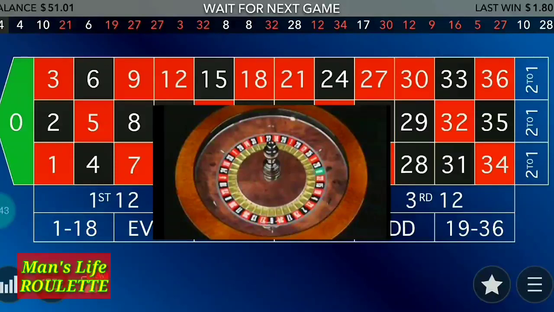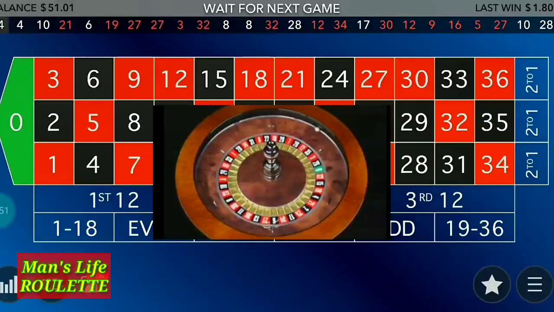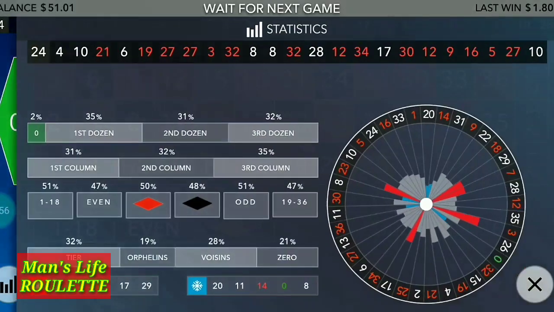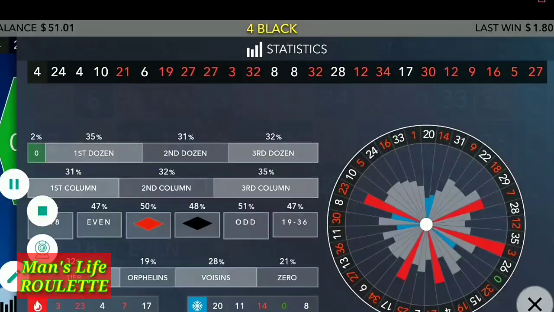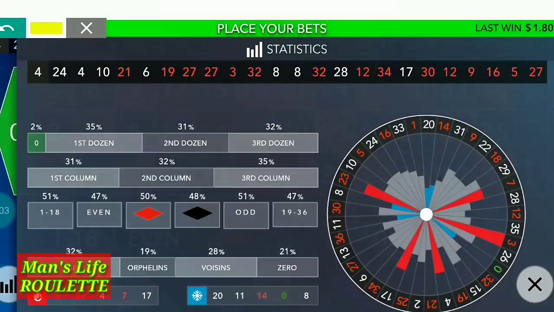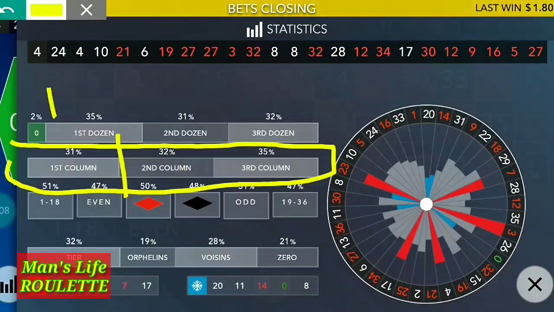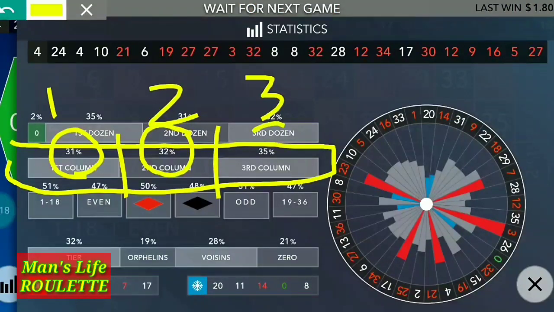Selection of the position is important, and I forgot this point in my previous video. The selection of the position is quite important, especially for online roulette, where you have statistics. Look here, you have stats like this, and here are the columns. These are the columns, this is the first column, this is the second column, and this is the third column. The probability of the first column is 31%, the second is 32%, and the third is 35%.